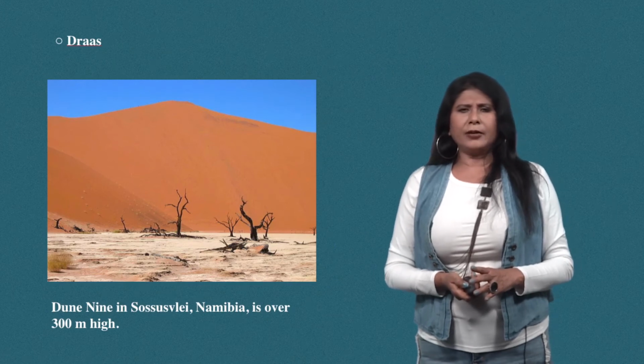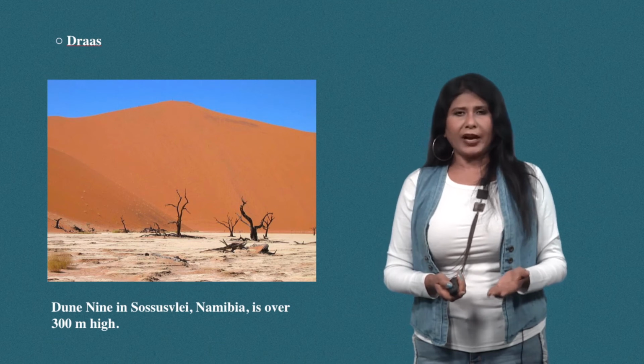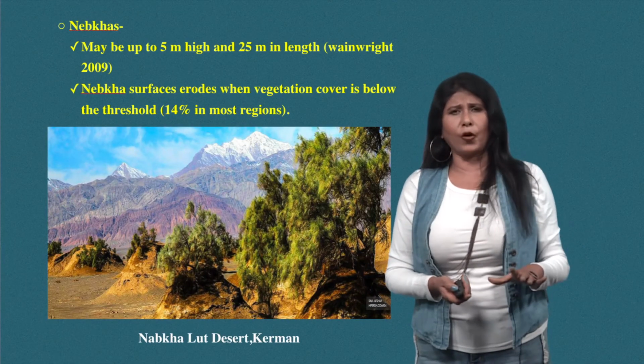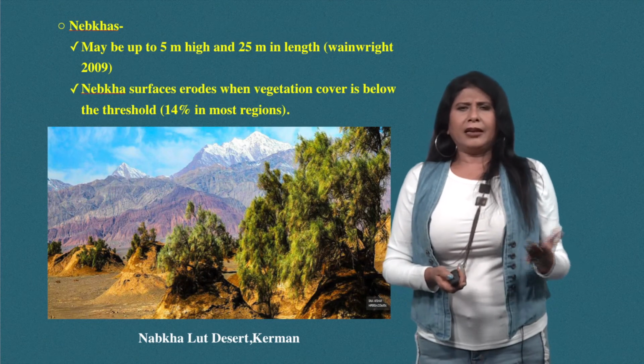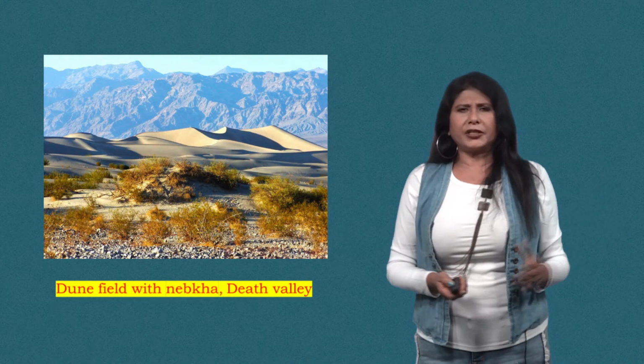Dune 9 in Savleski, Namibia, which is 300 meters of height. These are the nevkas where the vegetation has been formed. And dune field, one dune after the other. So sand dune is one of the most well known and important depositional feature.